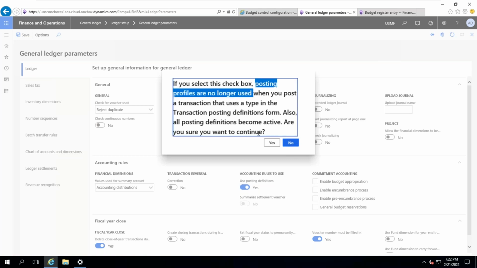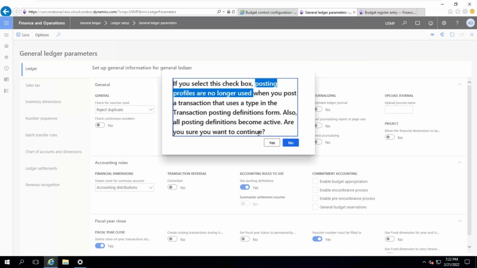Can you read this one? No longer used when you post the transaction. Posting profiles are no longer used. What are the posting profiles you learned? Vendor posting profile, customer posting profile, and inventory postings are available in the inventory management posting.